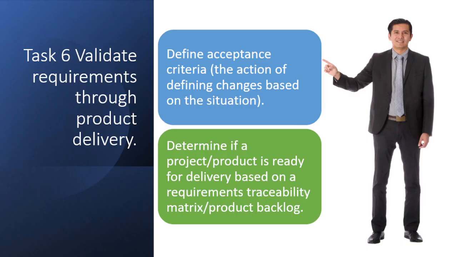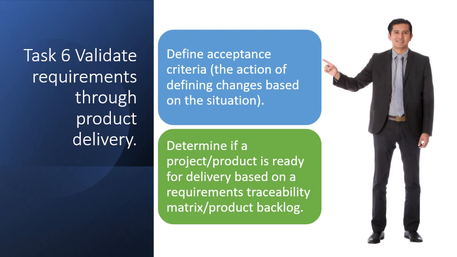Task 6, validate requirements through product delivery. So as you are delivering the solution, you need to understand if those requirements are inherent in the deliverable or not. So you want to validate the requirements. So you got to define the acceptance criteria, things like the definition of done, should be decided upon in the team charter, for example. You also want to determine if a product or project is ready for delivery based on a requirements traceability matrix like I showed you. And that's pretty much it.